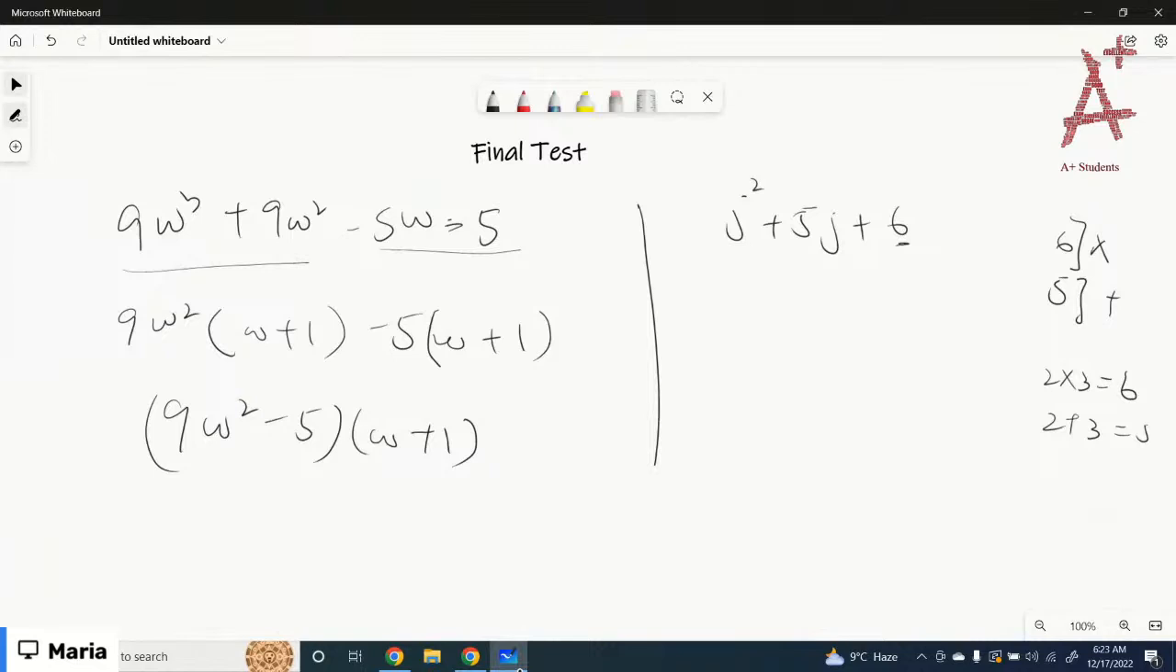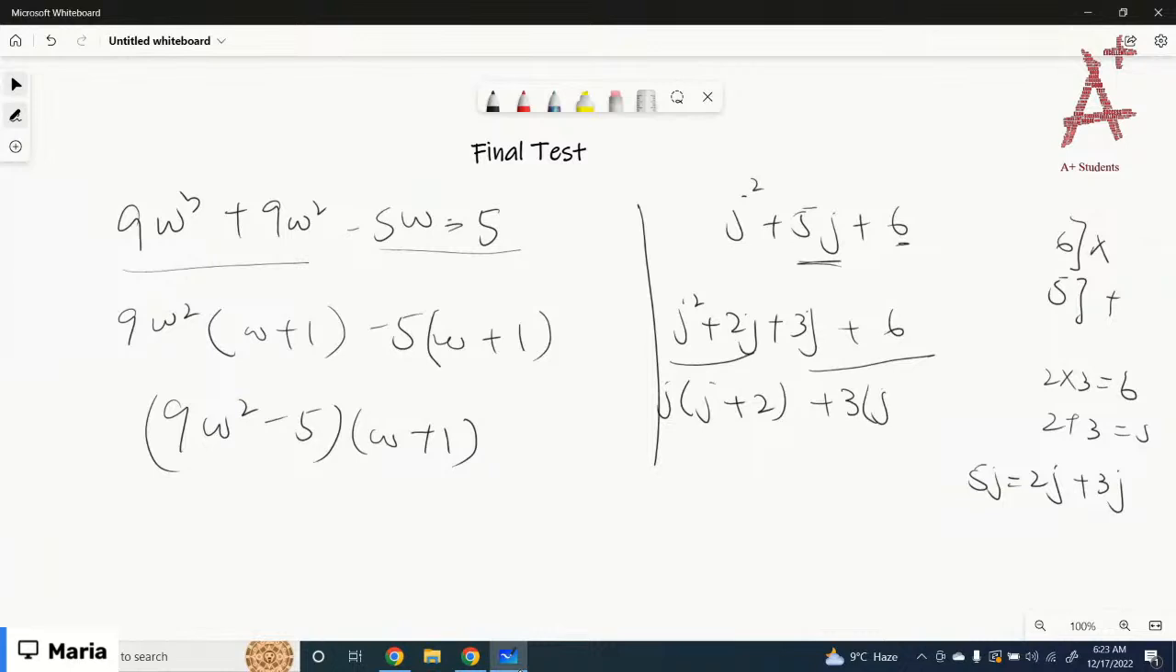So you can write the 5j as 2j plus 3j. So you can write it as j square plus 2j plus 3j plus 6. From here you can take common j, you are left with j plus 2. And from these two you can take common 3 and you are left with j plus 2. So you can take the common factor, that is j plus 2.